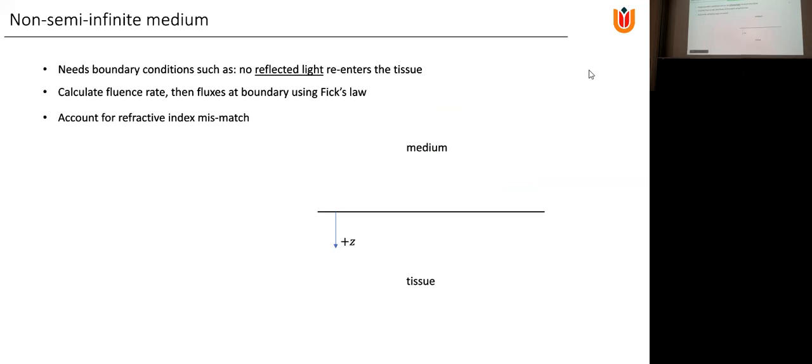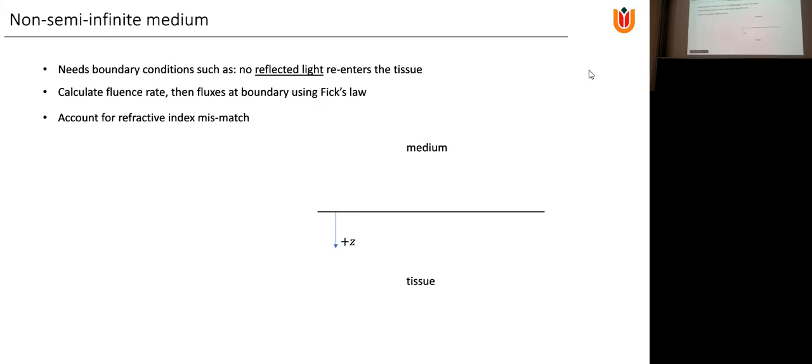Final example. Because this was the fluence rate in an infinitely wide and infinitely deep medium, which is not very realistic. So let's take something that is a little bit more tissue-like. We have a block of tissue here, which is still infinitely wide and infinitely deep, and we have some kind of medium, air or water, on top of it. The light enters from the top in the plus z direction, and what we're interested in is, for example, the fluence rate in the tissue or the reflected light, the reflectance of the light that escapes.